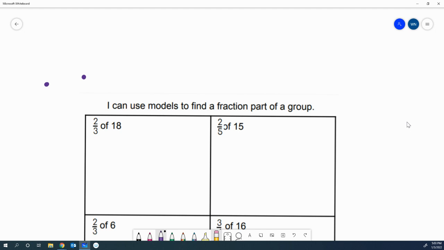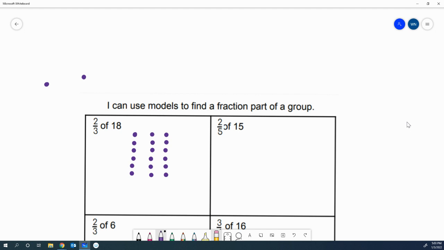All right, so let's say we've got 2/3 of 18. 2/3 of 18. So that means I'm going to break 18 into 3 equal parts. So we're going to say 3 equal columns. So 1, 2, 3 columns. And we're going to keep splitting up that 18 into those 3 columns until we get to 18. So 4, 5, 6, 7, 8, 9, 10, 11, 12, 13, 14, 15, 16, 17, 18. Remember to pause if you need to catch up.